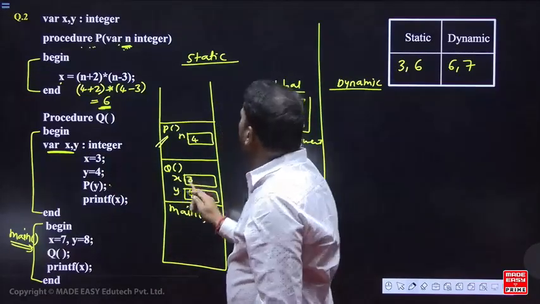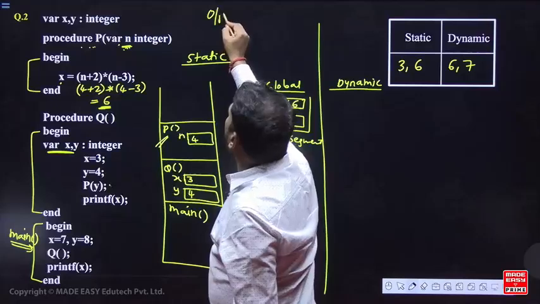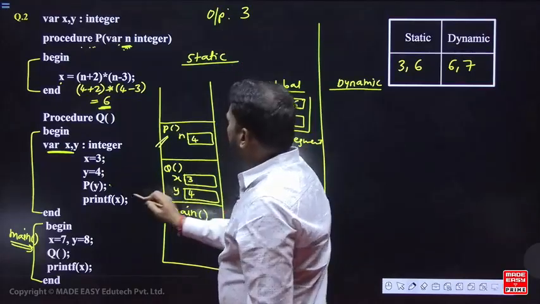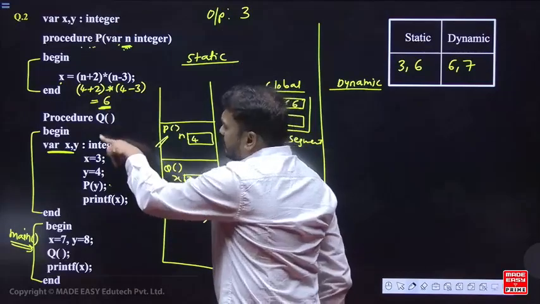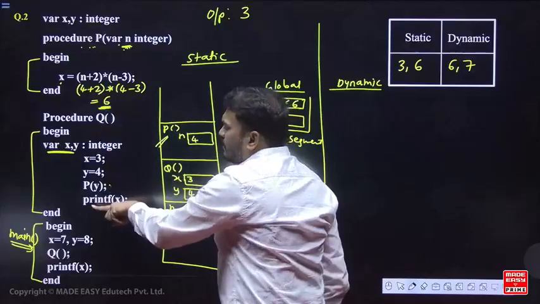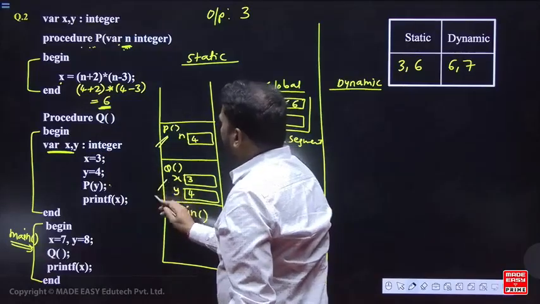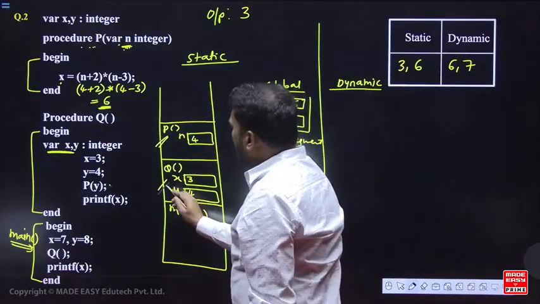What is the x value? 3. So what is the output printed? Okay, first it will print 3. Next, function q is completed. So this is deleted from the stack.